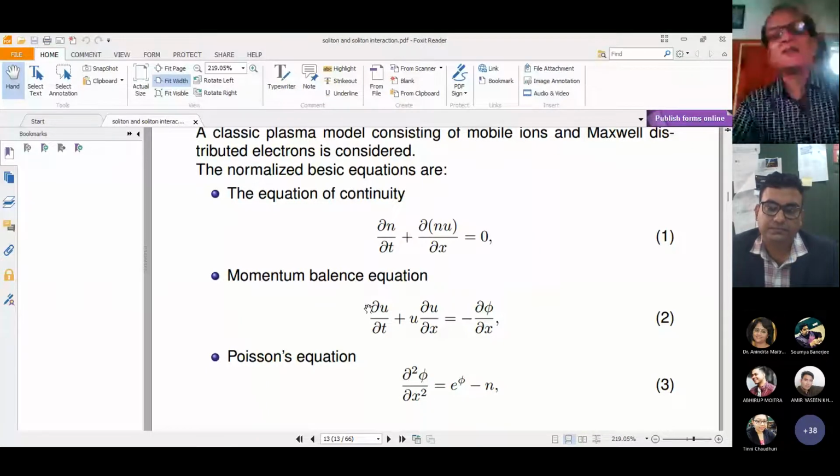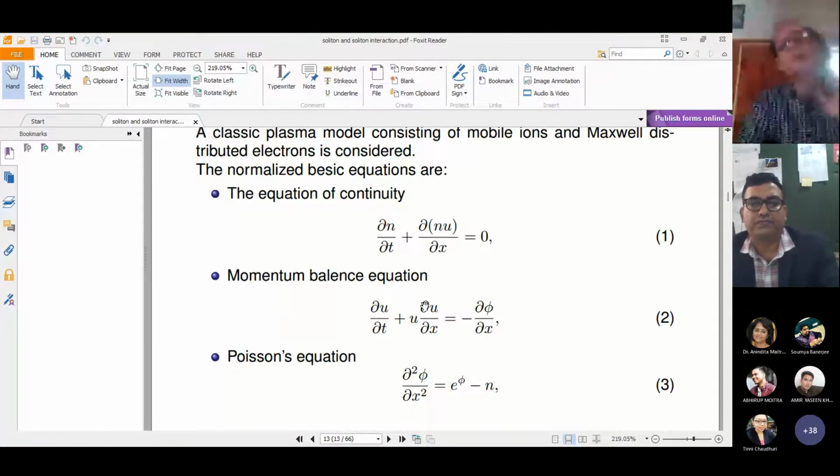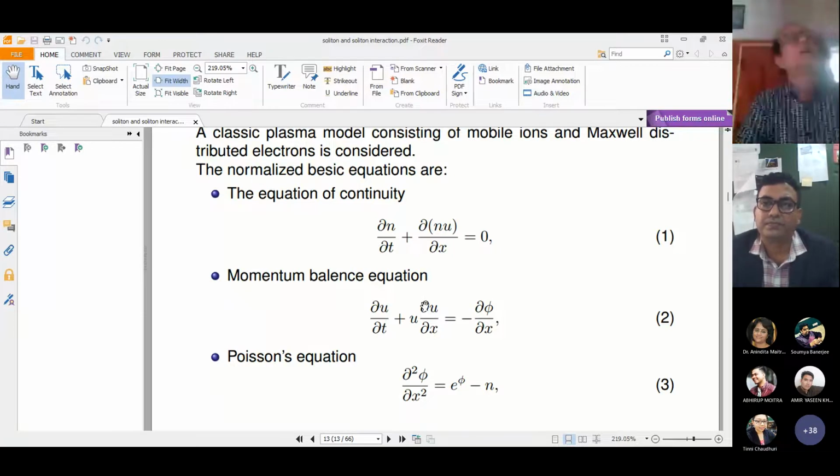Du dt means suppose you are standing in front of a road and you are observing the change of the crowd on the road. So del u del t means the change of the crowd at a particular place with time, and u del u del x means you are riding on the back of a motorbike, moving with the crowd and observing the change of the crowd with respect to space. So these two things are del u del t plus u del u del x. So this is du dt. According to Newton's law, this should be equal to F, force.